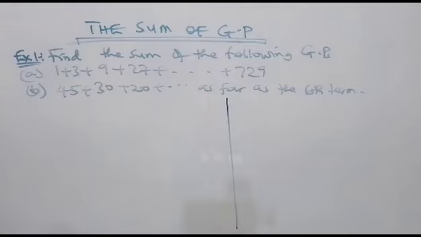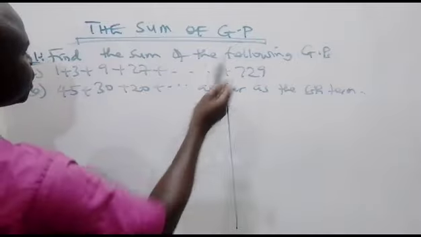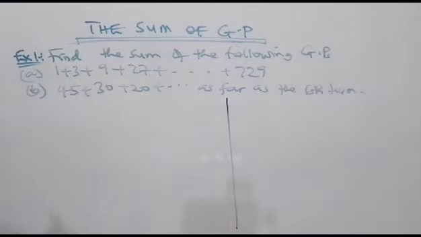Today, we want to find the sum of a GP, a geometric progression or exponential sequence. For the sum of a GP, there are three conditions or three formulas that we have.